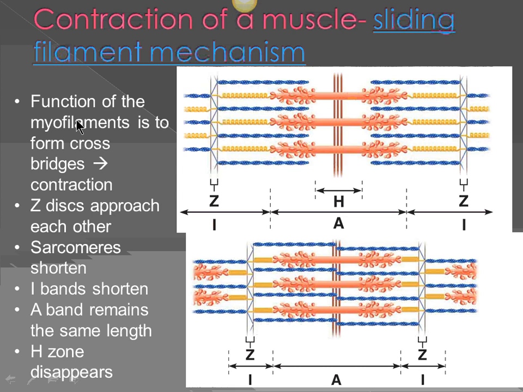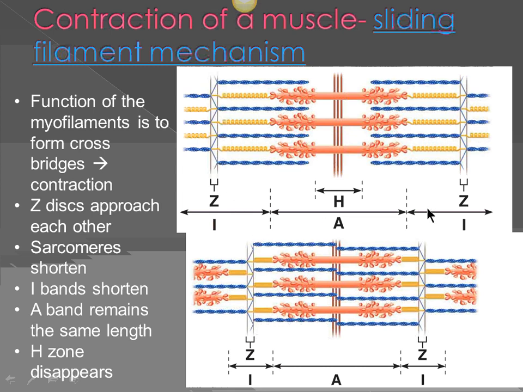So the function of the myofilaments is to form these attachments, where the myosin hangs on to the actin and pulls it. That attachment is known as a cross bridge. When they form the cross bridges, contraction begins. Then they begin to pull the actin filaments towards the center, so the Z discs will approach each other.